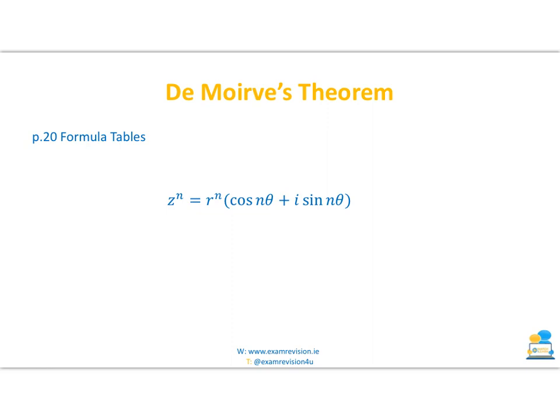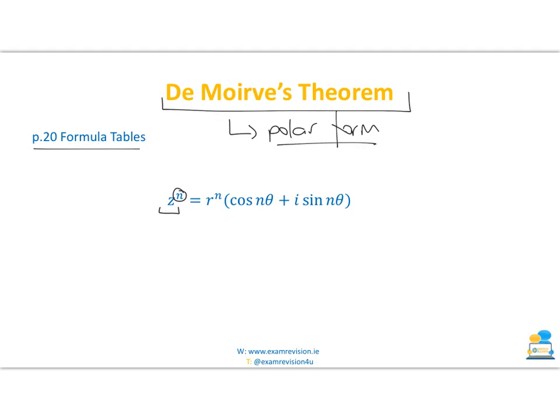Now, building on from that then, we have something called De Moivre's theorem. So De Moivre's theorem looks very similar, I suppose, to what we were looking at just now when we were talking about polar form. The first thing to know with De Moivre's theorem is that the complex number needs to be written in polar form in order to apply it. And basically what De Moivre's theorem states, it is on page 20 of your formula tables, is that if we have a complex number and we raise it to the power of n, we can apply that to a complex number in polar form by raising the modulus to the power of n, but by multiplying the argument by n rather than raising it to the power of n.